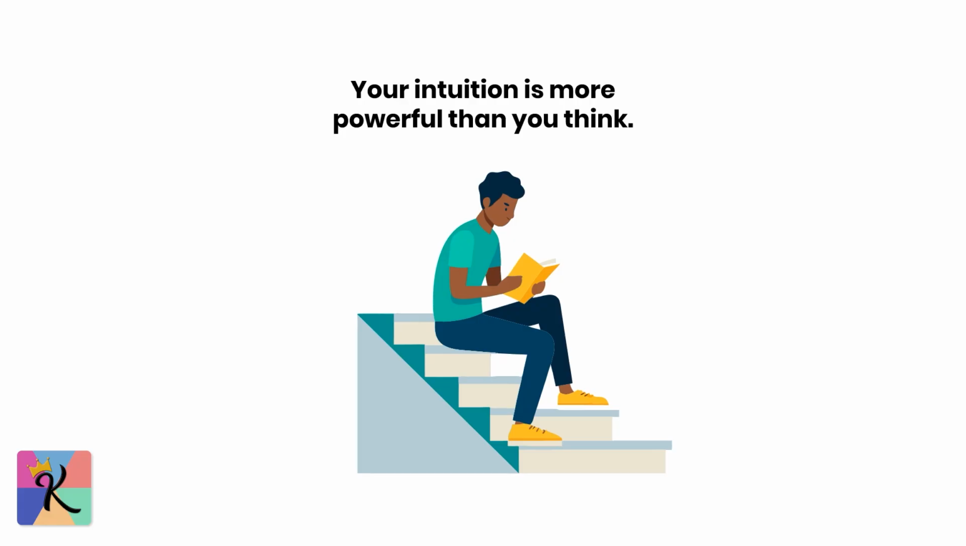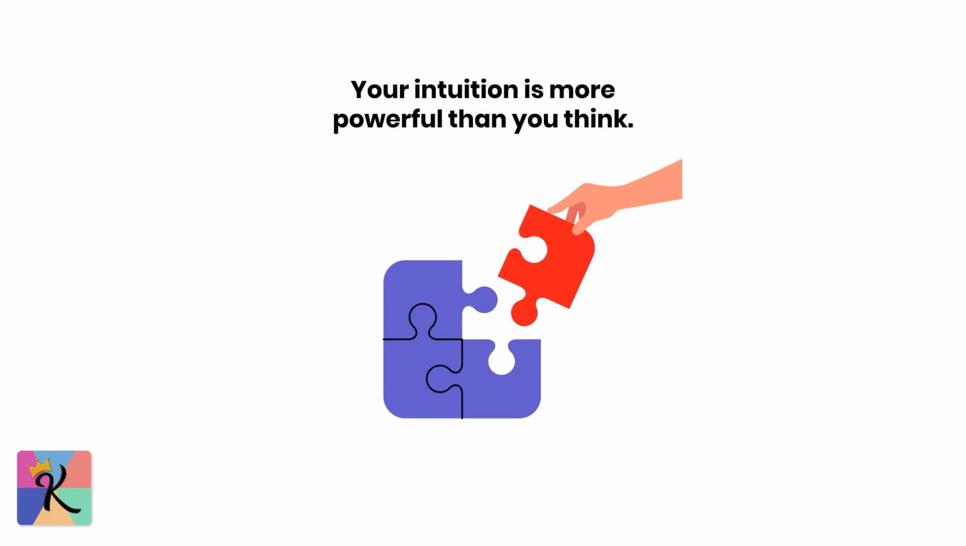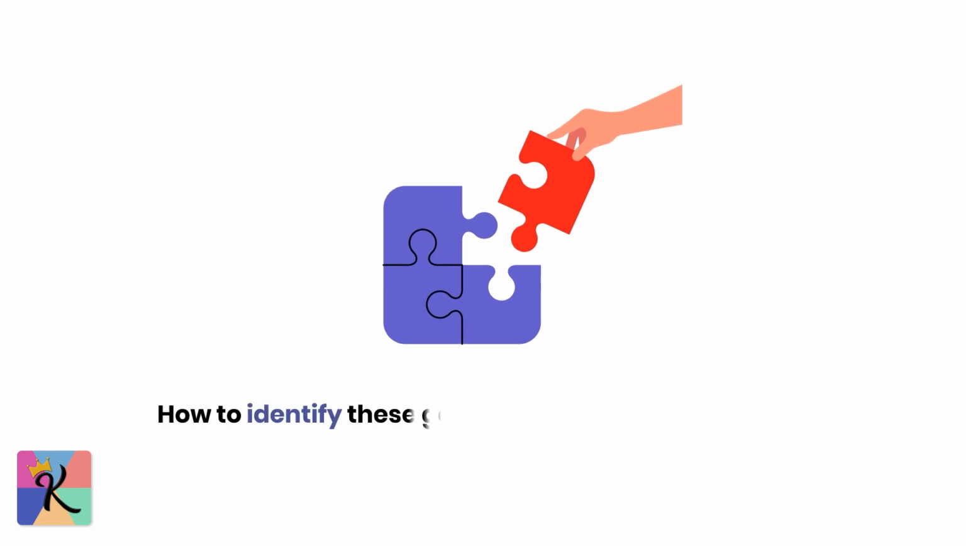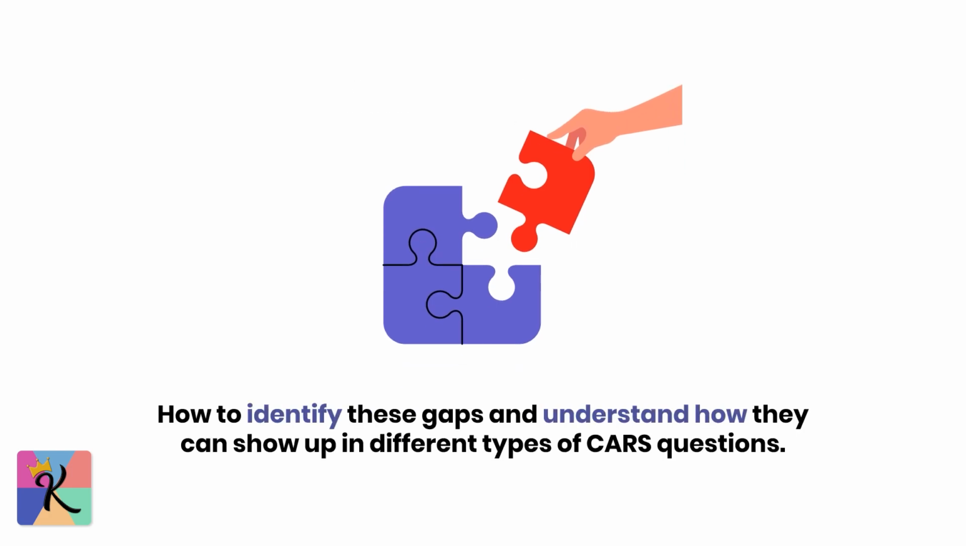Sometimes, while you're reading, you may sense that something's not quite right. Something feels incomplete in the argument. It's like the author has left a piece of the puzzle missing, either in the premises or the evidence. In this video, we'll talk about how to identify these gaps and understand how they can show up in different types of CARS questions. So let's get started.